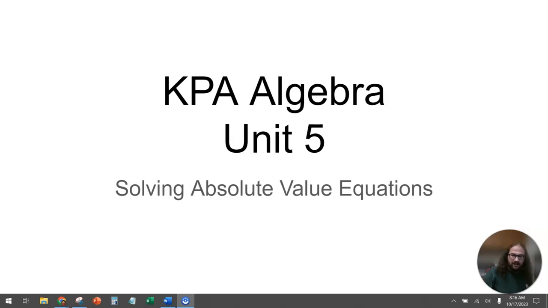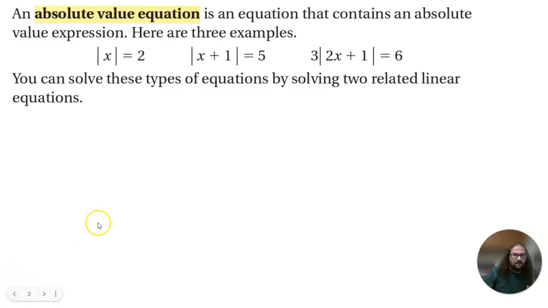Let's learn about solving absolute value equations. An absolute value equation is simply an equation that has an absolute value expression. In order to be an absolute value equation, it needs absolute values with a variable inside. Here are a few examples: absolute value of x equals 2, absolute value of x plus 1 equals 5, 3 times the absolute value of 2x plus 1 equals 6.